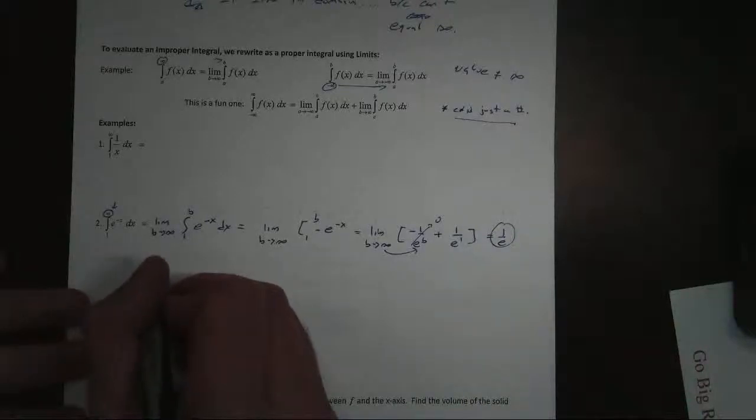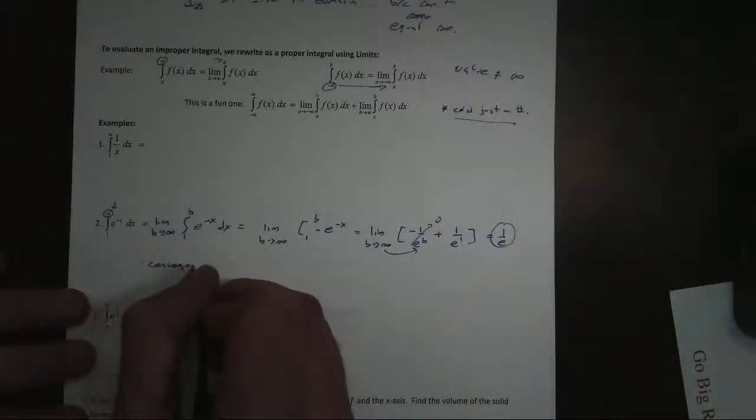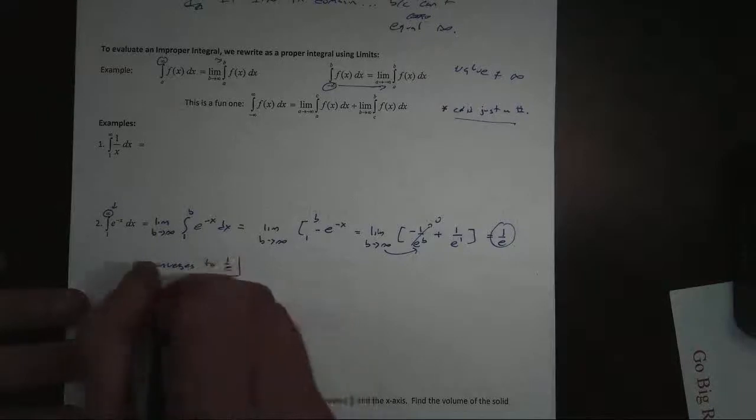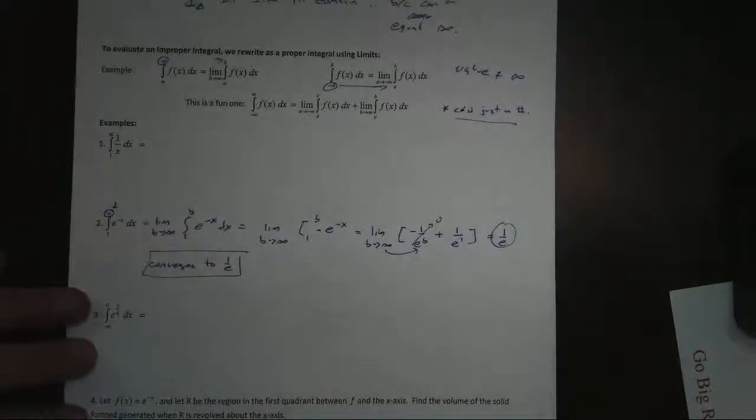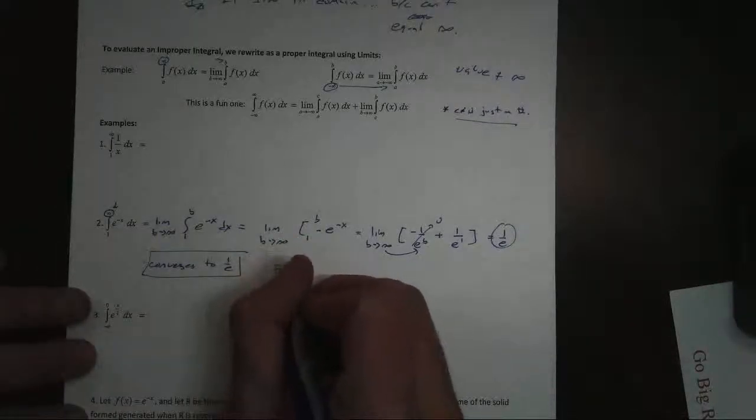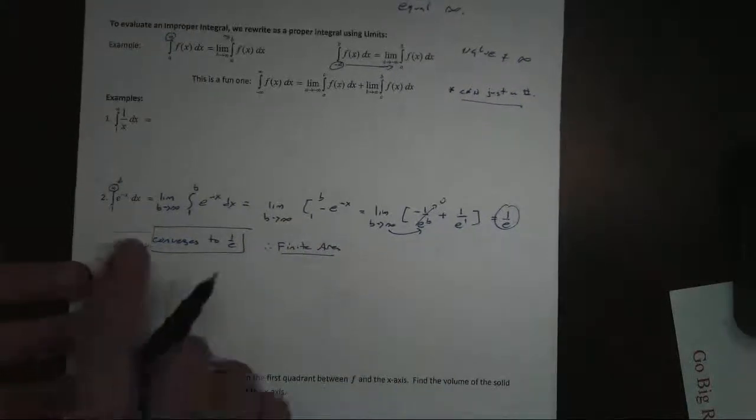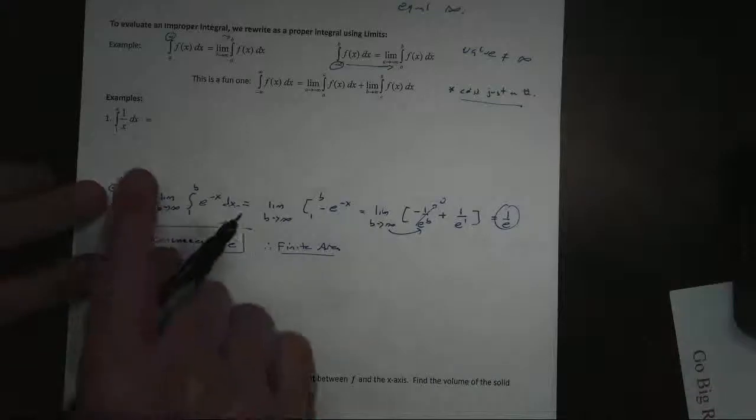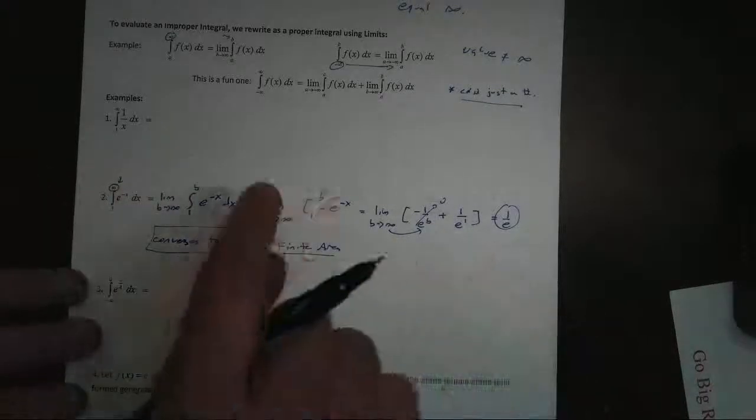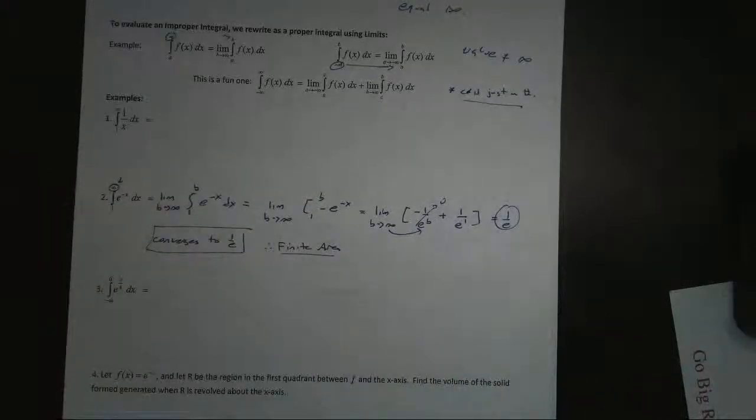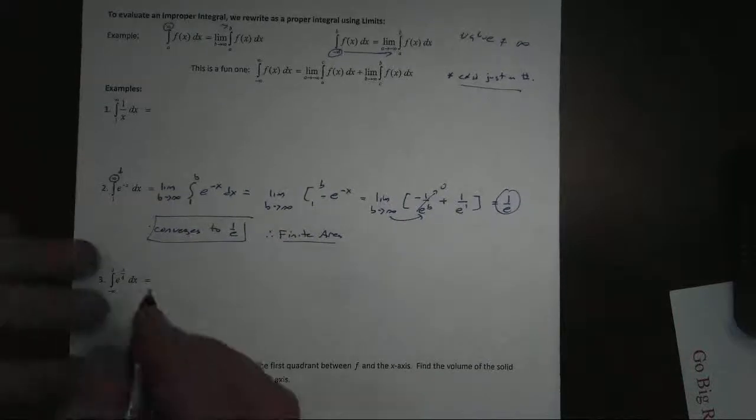So what this is saying is that the integral converges to 1 over e. In other words, it has a finite area. Even though the function goes on without bound, the area converges to a single number. And we can do it for 3. Let's take a look here.